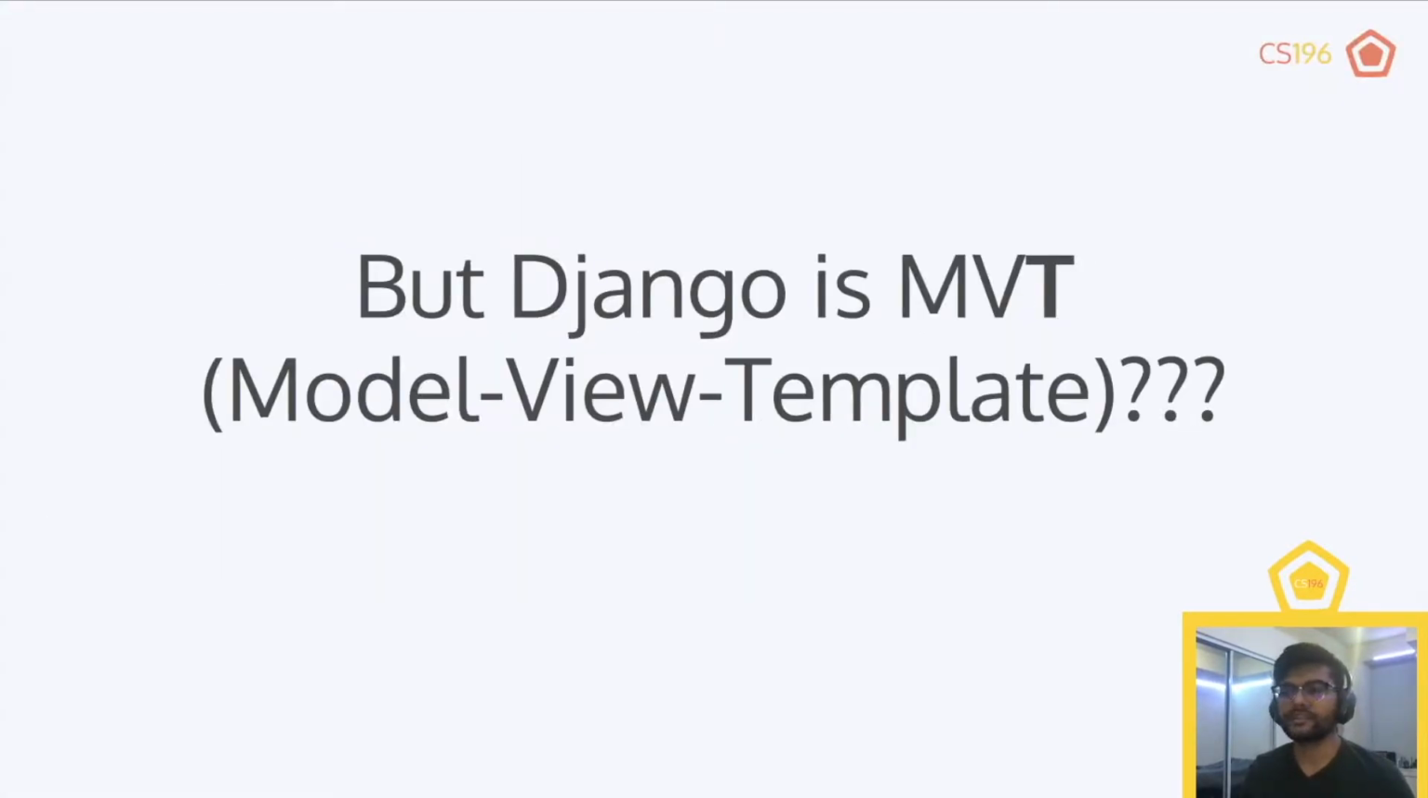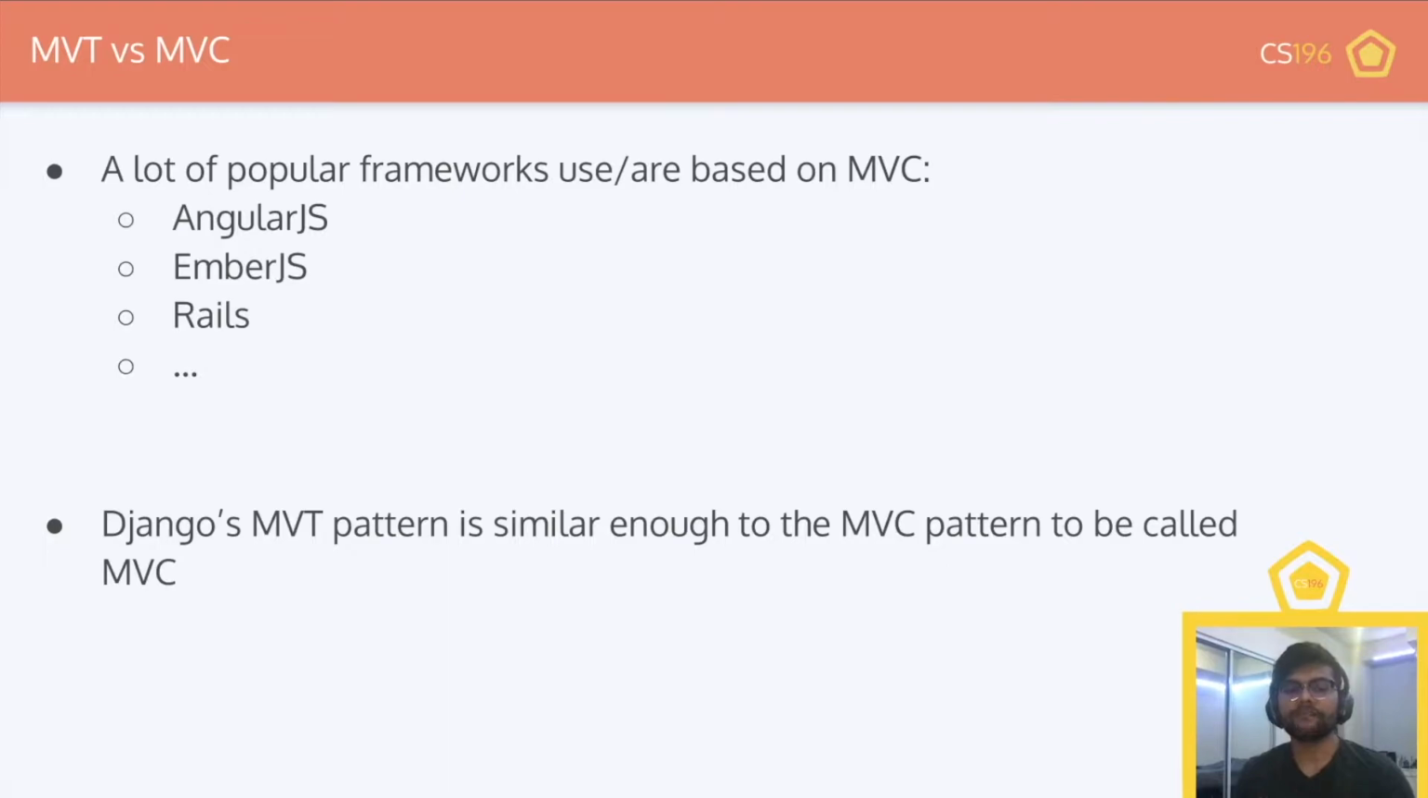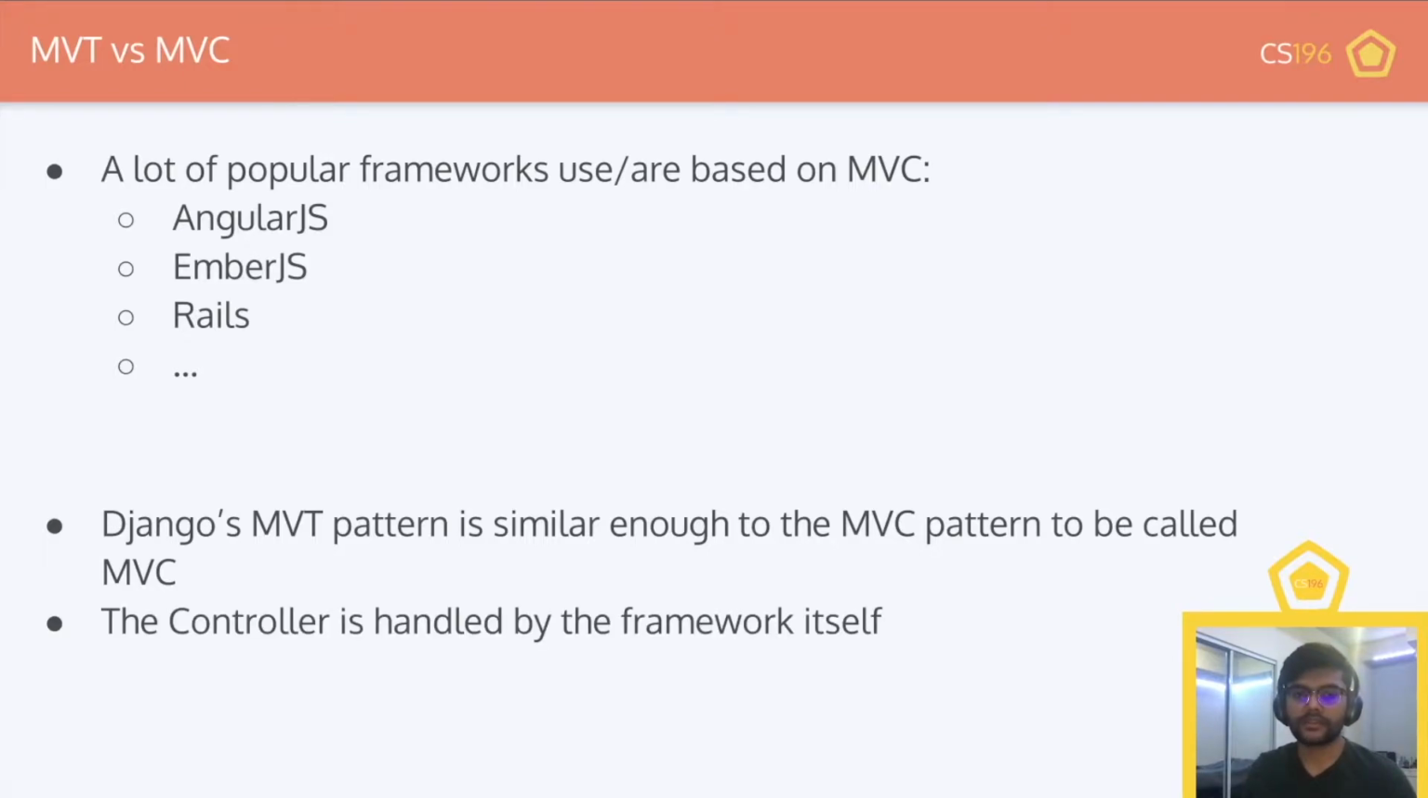But if you did some Googling, Django is MVT, Model View Template. So why are we teaching about MVC? Well, a lot of popular frameworks are based on or use MVC. So AngularJS, Ember.js, Rails, etc. And Django's MVT pattern is similar enough to the MVC pattern to be called MVC. The only difference is the controller is handled by the framework itself. It's making your life even easier.